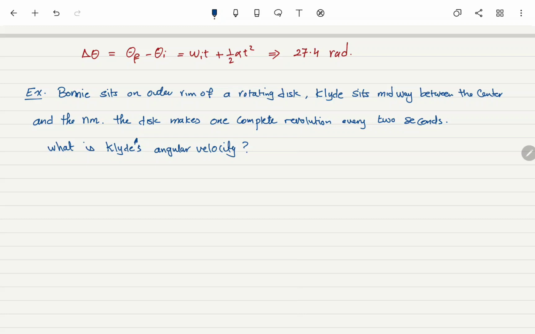Now as you can see here, this is Clyde and this is Bonnie. Both rabbits here will have the same angular velocity.